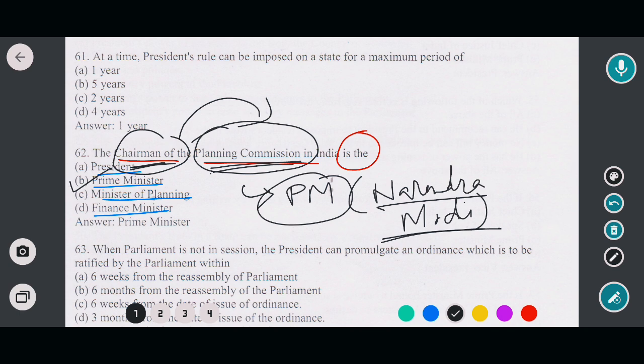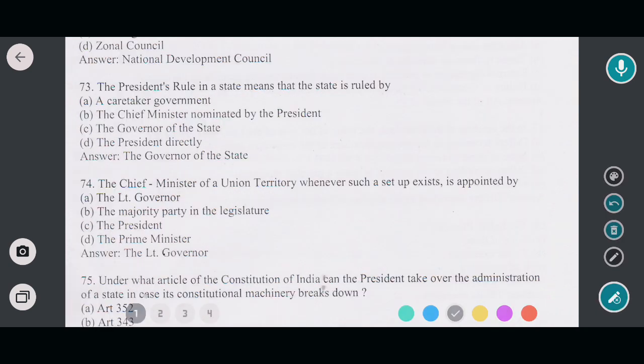So in this case option B would be the correct answer. Okay, so now moving to next question. Next question is, the President's rule in a state means that the state is ruled by which of the following?